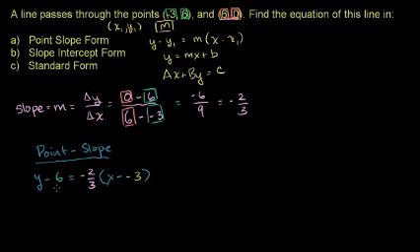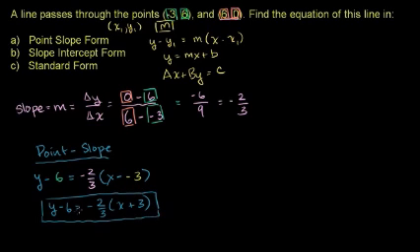We can simplify it a little bit. This becomes y minus 6 is equal to negative 2 thirds times x. X minus negative 3 is the same thing as x plus 3. This is our point slope form. Now, we can literally just algebraically manipulate this guy right here to put it into our slope intercept form.